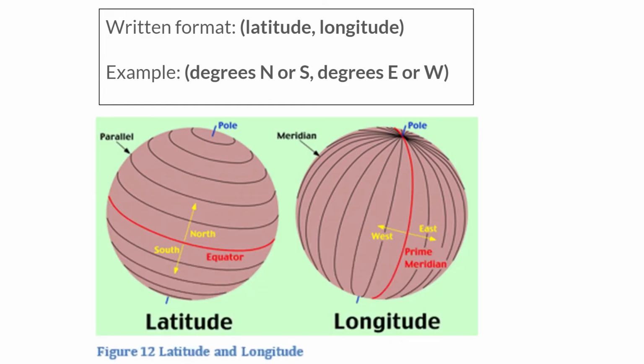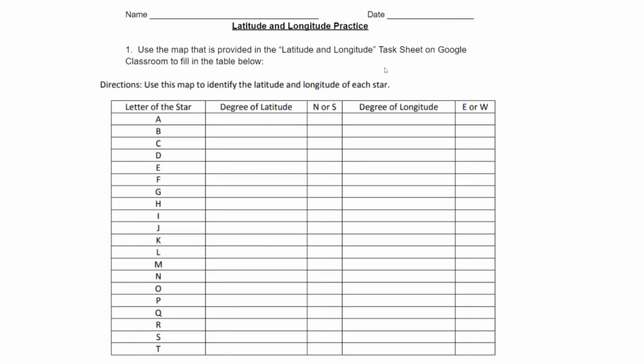The written format, if I were to ask you for a place anywhere on Earth using latitude and longitude, and I told you to give me the terrestrial coordinates, the format would be latitude first, comma, longitude. For example, latitude is always north or south of the equator, right? So how many degrees north or south of the equator is that location? Comma, how many degrees east or west is that location's longitude? So north and south will always come first for latitude, and then east and west for longitude.